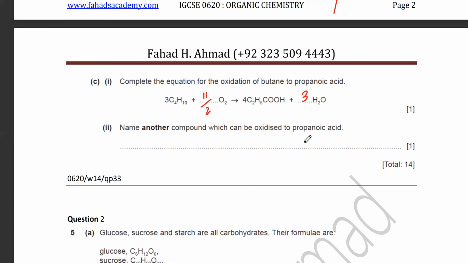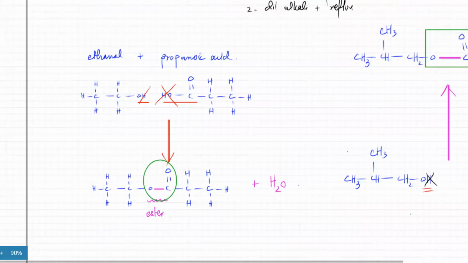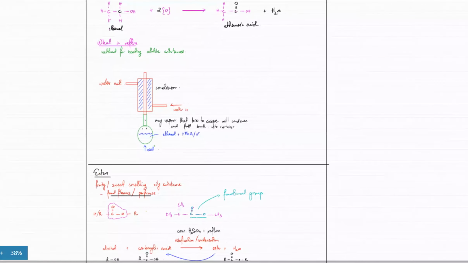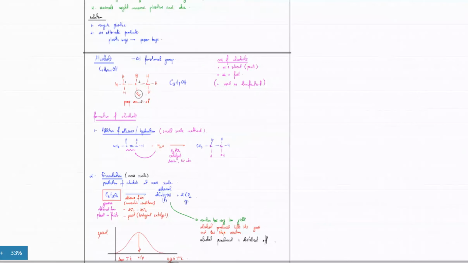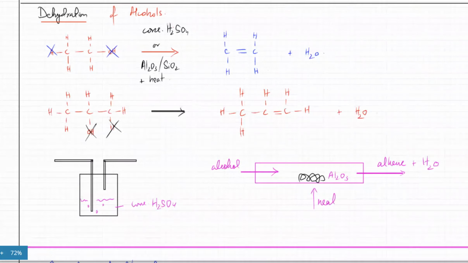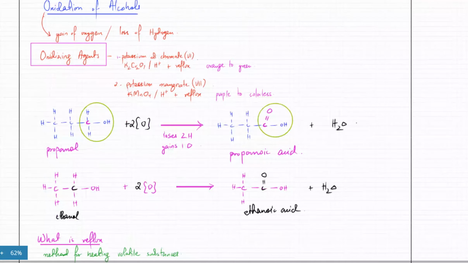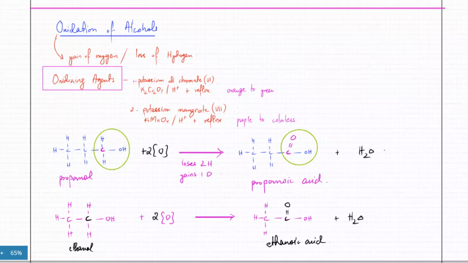Name another compound which can be oxidized to propanoic acid. So you have to name something that gets oxidized to propanoic acid. अब ये पूरा जो आपने पढ़ा है ना, इसके अंदर there's only one place where you've actually studied oxidation, and that is with alcohols. ये dehydration है. Oxidation of alcohols. I told you that whenever you have an alcohol, it turns into a carboxylic acid. It forms double bond O and OH. तो जब भी आपके पास alcohol होगा, it turns into a carboxylic acid.